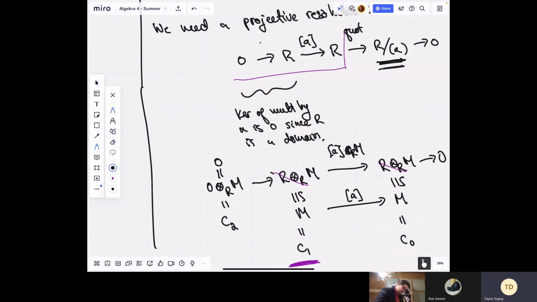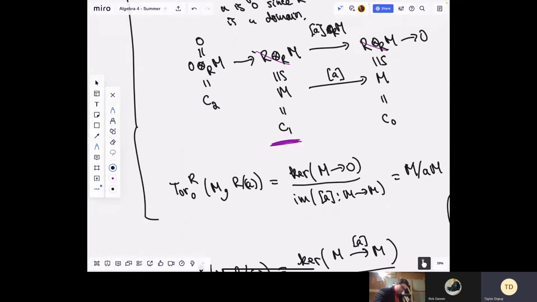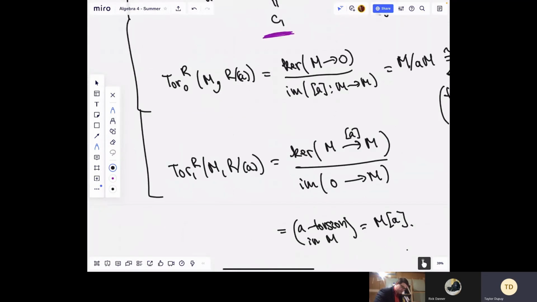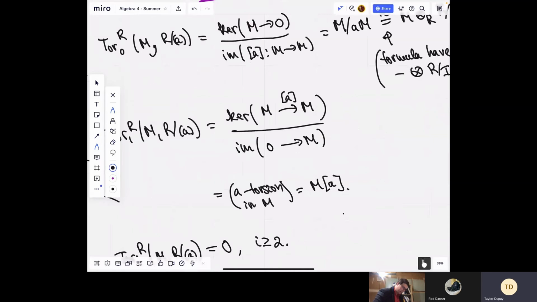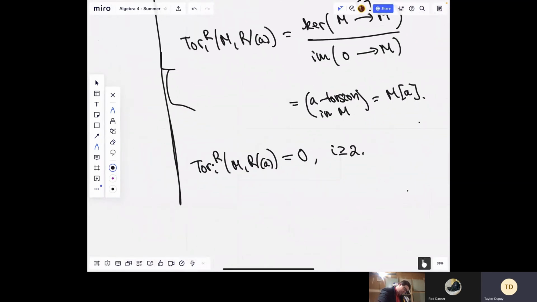So Tor 1 is the torsion. That's the point. Tor is torsion.